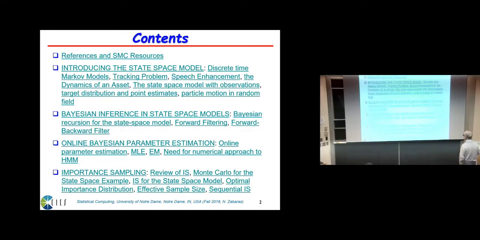All right, and then somehow if we manage all of these things, maybe tomorrow we will review importance sampling, and then we will see how importance sampling is applied to this type of problems.